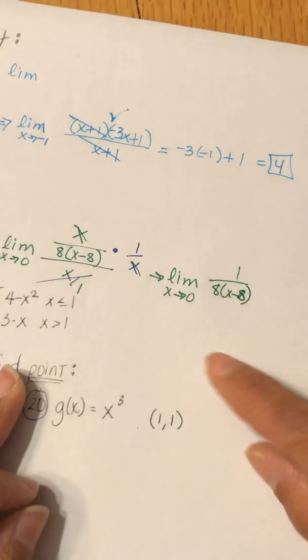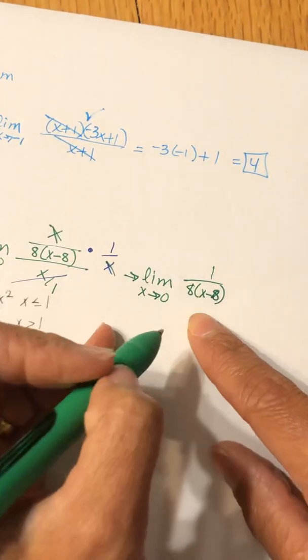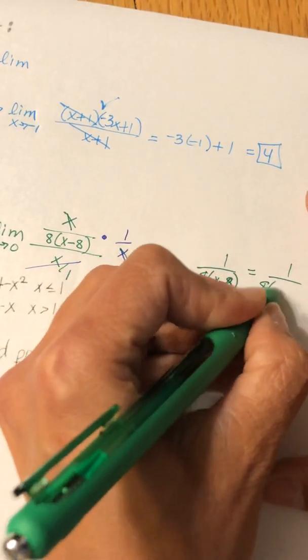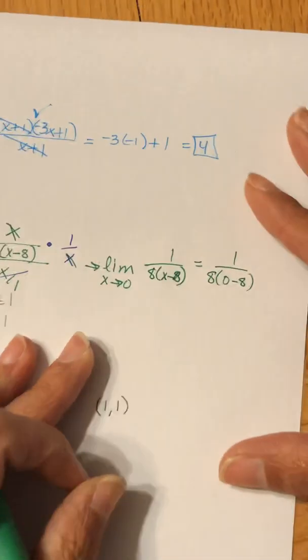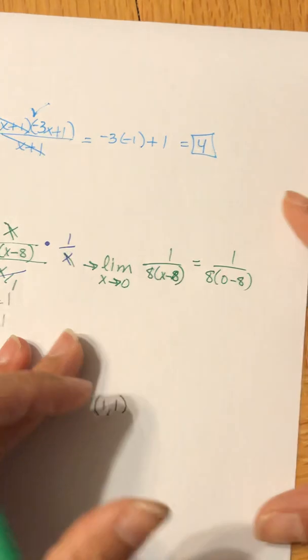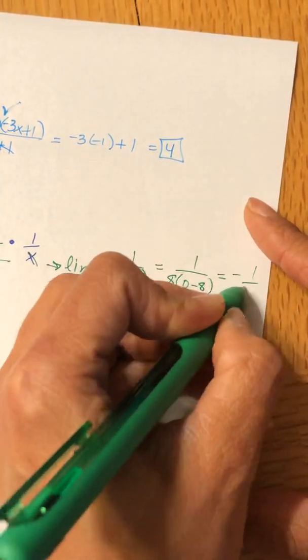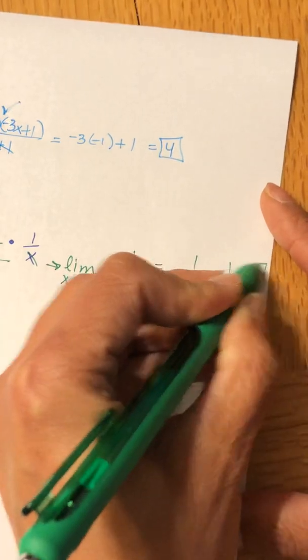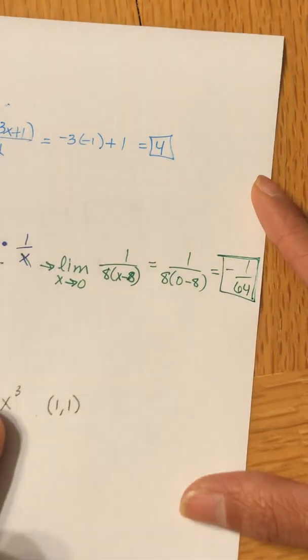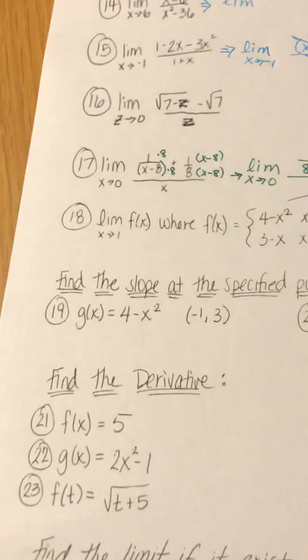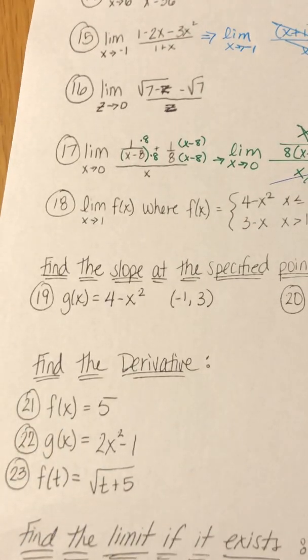Okay, and now we could plug in the 0 for x. Excuse me, so I have 1 over 8 times 0 minus 8. 0 minus 8 is just negative 8. 8 times negative 8 is negative 64, so this fraction is negative 1/64. Okay, so that's the limit of 17. All right, skipping 18 on to 19.